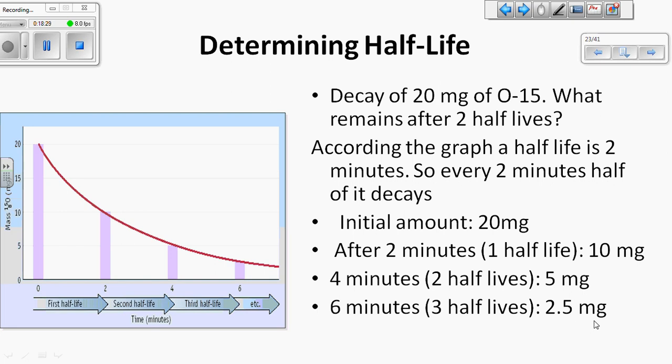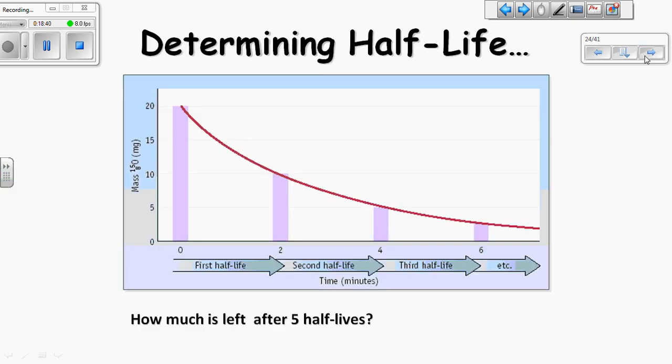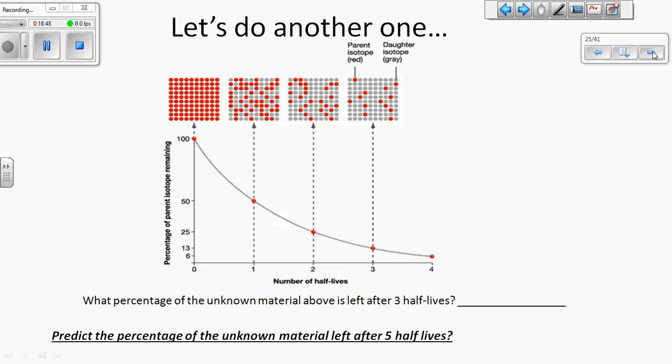All right, so that would be after 4 half-lives. So then I would take the 1.25 and divide that by 2, and I would end up with 0.625 milligrams. So you would just keep dividing that amount in half until you reached your answer. So on this one, the answer would be 0.625 milligrams left after 5 half-lives. All right, let's look at another one, okay?